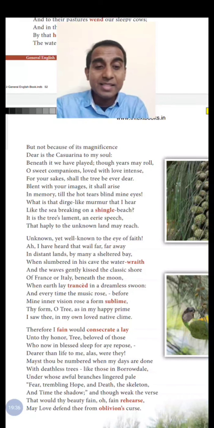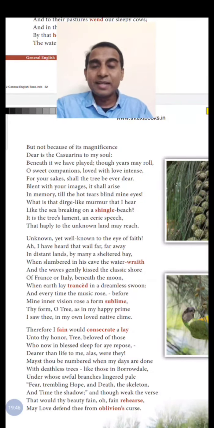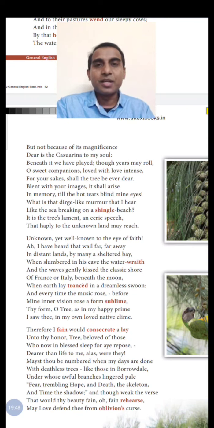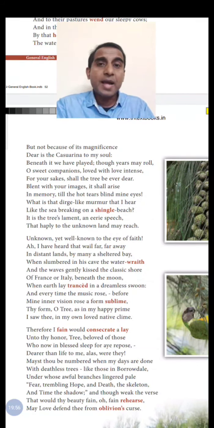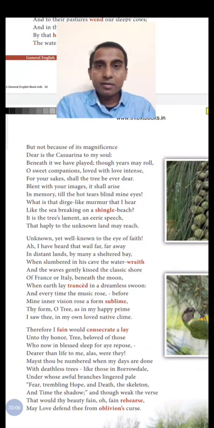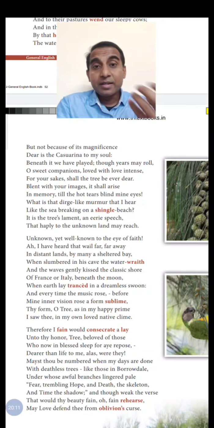It is the tree's lament and airy speech. Now she says that she assumes even the tree is lamenting, the tree is crying looking at the missing people who played around her. Because as years pass by, even the tree will become weak, the tree will lose its branches, leaves, and it will be about to fall. There are very rare trees which live for thousands and thousands of years, but not all trees are of that category. So here she feels as if even the tree is lamenting.